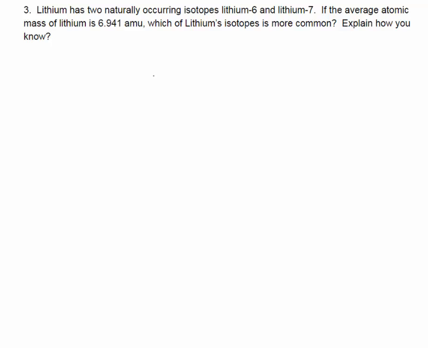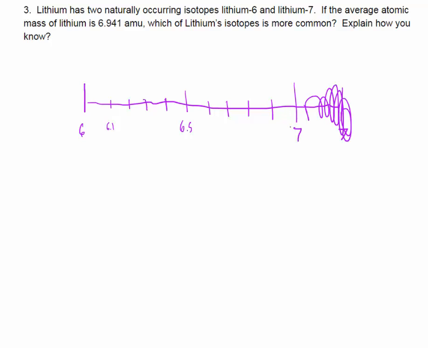Then on to 3. Now 3 is not a problem. 3 is just asking you if you understand what a weighted atomic mass represents. So what we need to look at here is a number line between 6 and 7. And you would have 6.1, and 6.2, 3, 4, and then 5, so 6.5, and 6.6, 6.7, 8, 9. Looks like it went a little long. I'll make that 7. Ignore that part of the number line. So this is our 6.9.